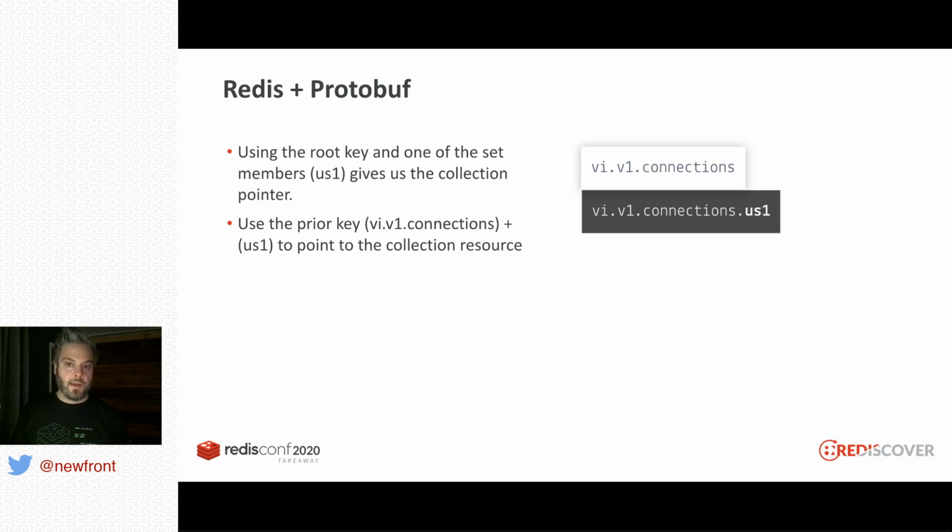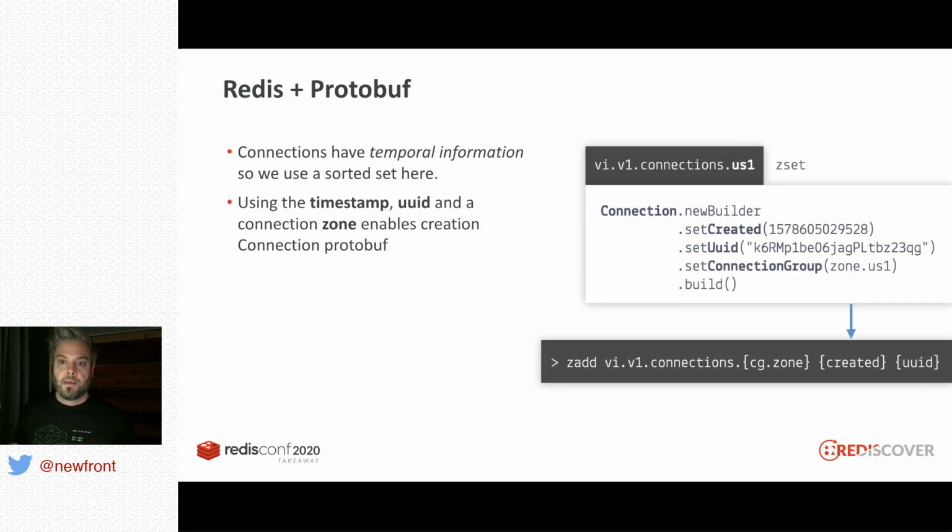So if US1 has availability zones and the availability zone itself is US1 and people connect to it, then all you'd be doing is listing the UUID of something connected to that point of presence. So using the prior key, you're now just appending to the prior key to get the next pointer. So you think about this as a kind of hop along.